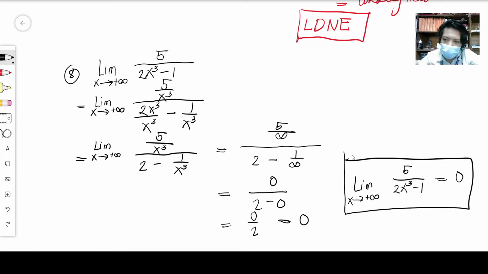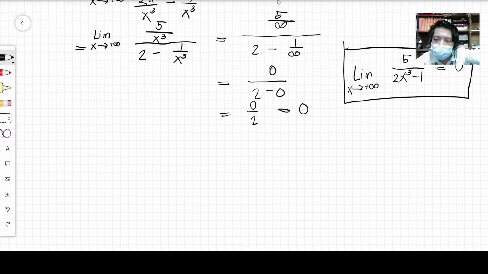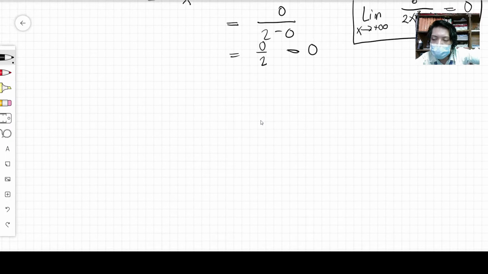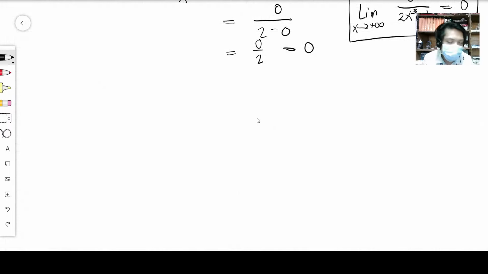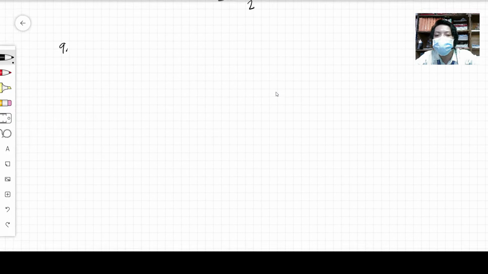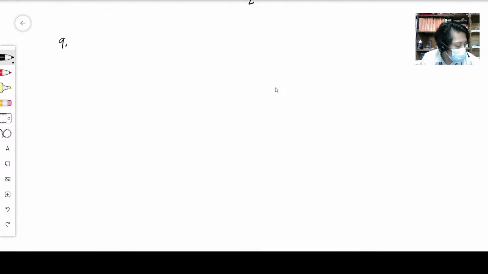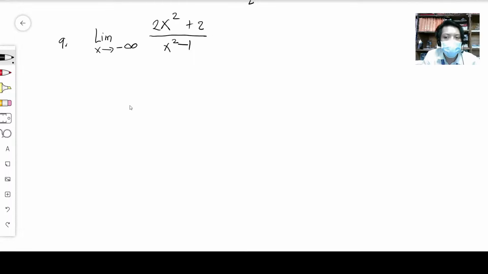Okay, this is the last. The last example. Example number 9. This is the last example. Okay, so you have here the limit of 2x squared plus 2 over x squared minus 1 as x approaches negative infinity.